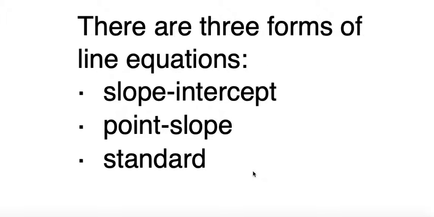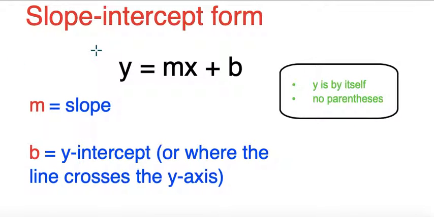So let's just do a real quick review of the three forms of our linear equations. We have slope-intercept, point-slope, and standard form. We're going to go a little bit further than that. We're going to look at how to graph each of these three forms, how to convert each of these three forms. So again, first we have slope-intercept form, which is y equals mx plus b.